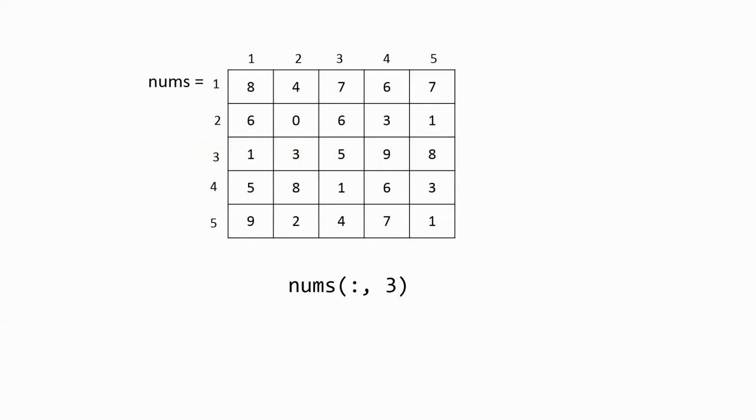I could likewise specify a column. So this would be all of the rows in column 3. So I would get back a column vector.